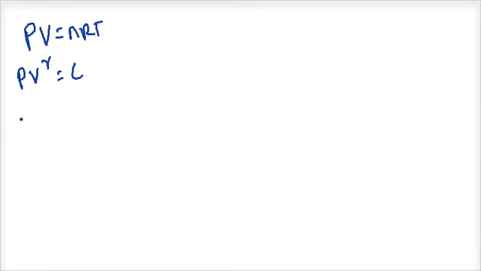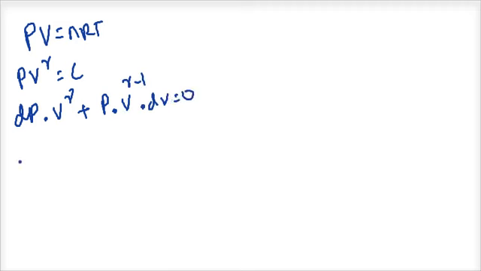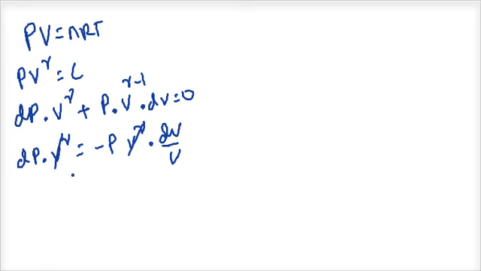If PV^γ is a constant, then dP·V^γ + P·γV^(γ-1)·dV = 0. In other words, dP·V^γ = -γP·V^γ·dV/V. This V^γ here gets cancelled. So I have dV/V = -dP/(γP).